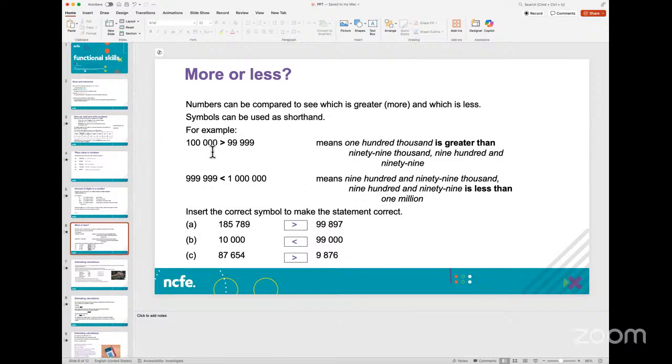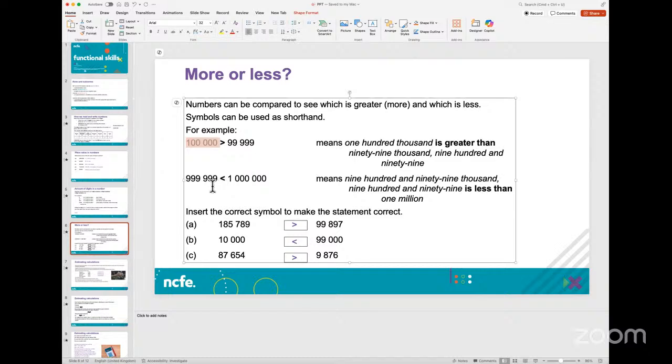So if I were to compare two numbers and say which number is greater, 100,000 versus 99,999, you would obviously know the values and the digits, and you'd compare and you'd say, okay, 100,000 is greater than 99,999 in terms of number.